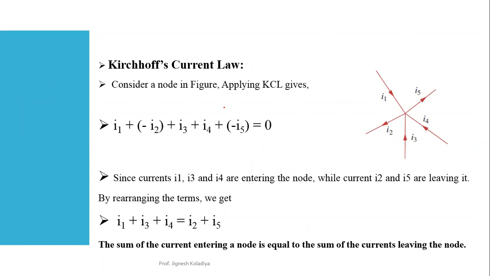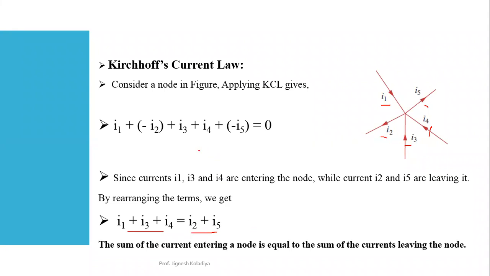So one more example of Kirchhoff's current law. Consider a node in the figure and apply KCL. Here incoming are I1, I3 and I4, and outgoing are I2 and I5. So as I told you already, I1 plus I3 plus I4 is equal to I2 plus I5.